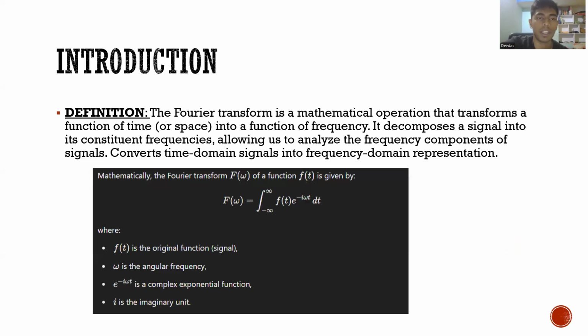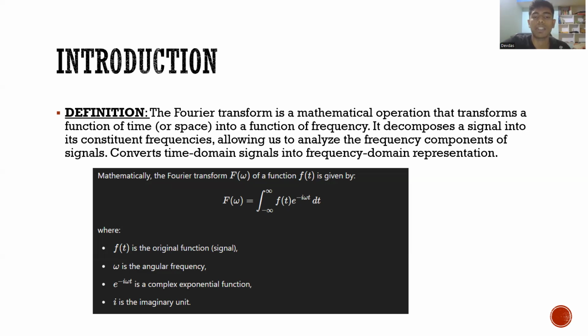So, an introduction about what Fourier transform is. The Fourier transform is a mathematical operation that transforms a function of time into a function of frequency. It decomposes a signal into its constituent frequencies, allowing us to analyze the frequency components of signals. Converts time domain signals into frequency domain representations.